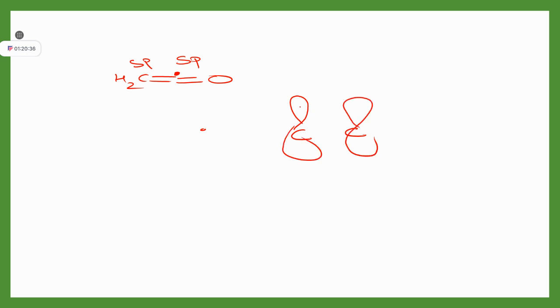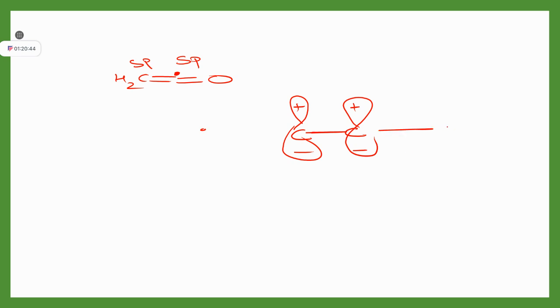Let's say this is your simple ketene, CH2. What is the hybridization of this middle carbon? sp, right? And this is an sp2 carbon. Now, for this pi bond, obviously this bonding interaction has taken place. Correct? For this pi bond.